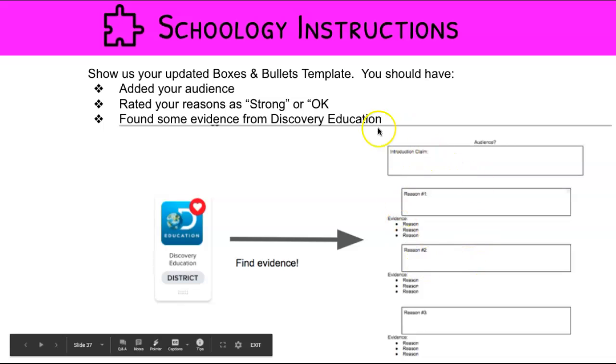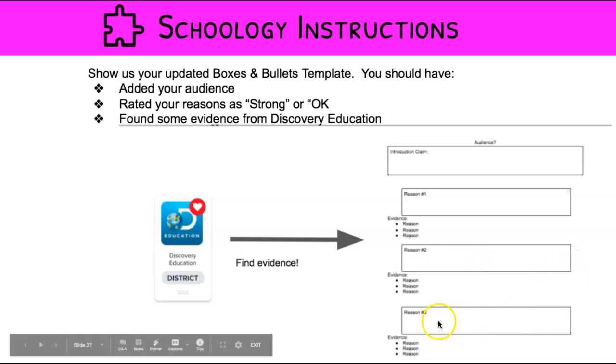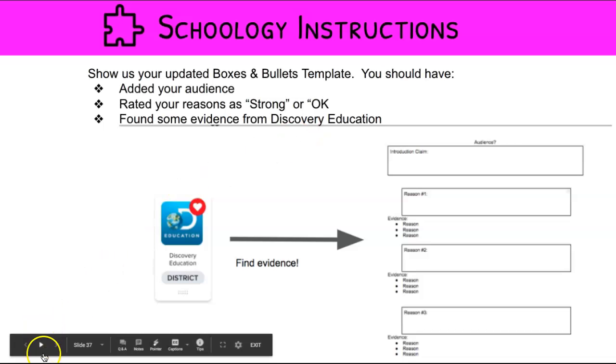When you post your updated boxes and bullets template on Schoology, you should have your audience listed. See, there's a spot for it right at the top, audience question mark. You can write it right next to that. You should have rated your reasons as strong or okay, just like we practiced together. So reason number 1, you would have strong or okay. Reason number 2, strong or okay. Reason number 3, strong or okay. And you should have found some evidence. Okay, so that's what we'll be looking for when we take a look at your boxes and bullets templates on Schoology today. And we will keep going with this work tomorrow. Nice job today.